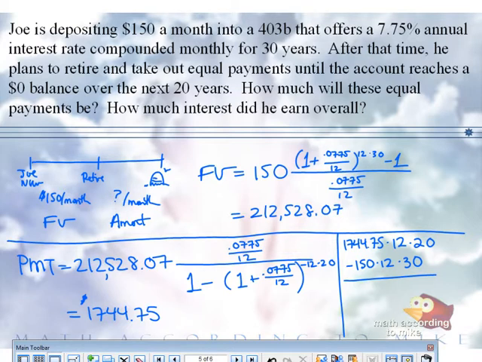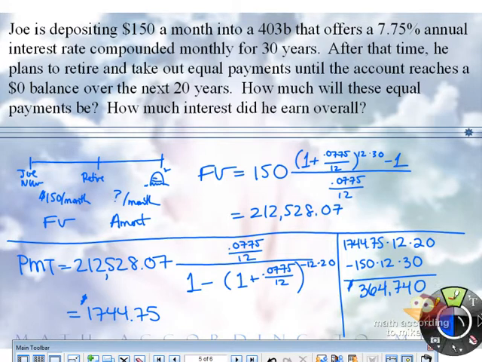Okay. Is that okay? I got $364,740. So he made a total of $364,740 in interest over the 50 years. That's not bad.